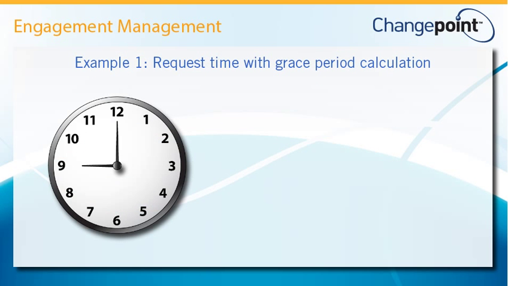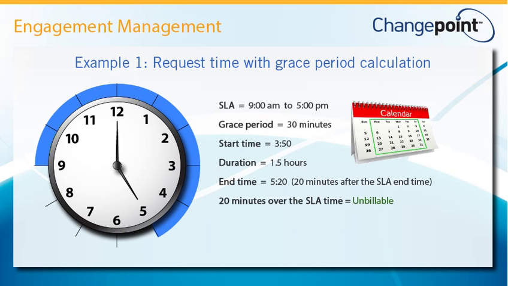Example 1. Request time with grace period calculation. When calculating billable request time, the system verifies if a grace period has been set up for the support desk in charge of the request resolution. For example, the SLA of the customer is from Monday to Friday, from 9 a.m. to 5 p.m., with a grace period of 30 minutes.